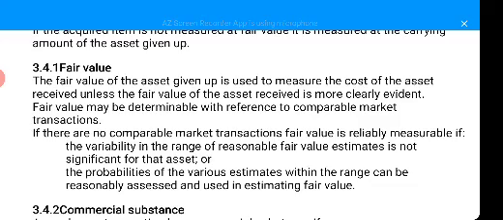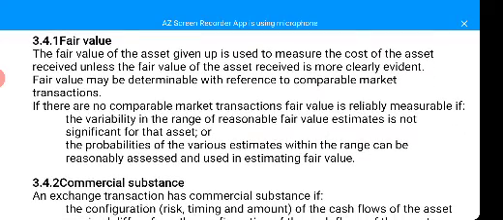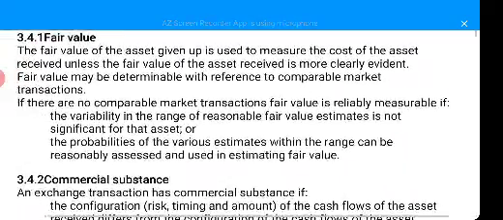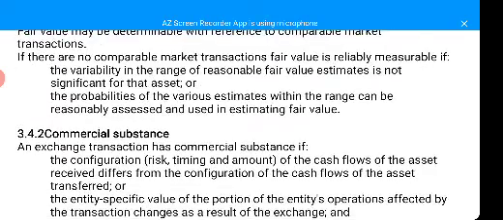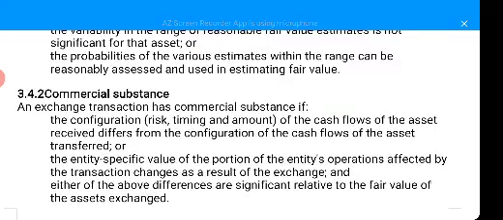So let's read that standard very well. I believe I might test IFRS 13 in this July or March diet. If there are no comparable market transactions, fair value is reliably measured if the variability in the range of reliable fair value estimates is not significant for that asset, or the probabilities of the various estimates within the range can be reliably assessed and used in estimating fair value.